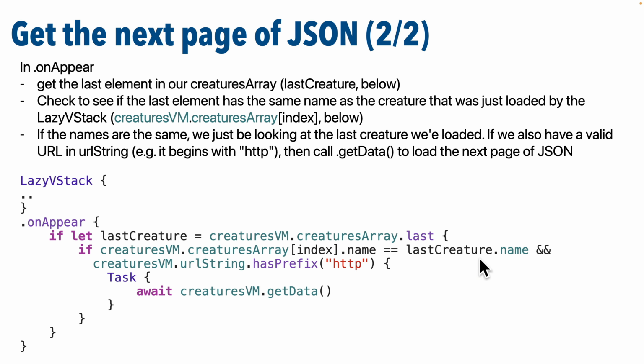So that means we're looking at the last creature that we loaded, so we should call getData and load more JSON. But we only want to do this if the URL string has a valid URL, not if it's null, remember? Because if it's null, that means there are no more pages of Pokemon left to load. We've loaded the last page of JSON. So here I check to see if the URL string begins with, or has a prefix of, HTTP. That wouldn't be the case if we get a null value for the next value. So if this is no longer true, then we must be looking at the last page of JSON data. So this will make sure that we never call getData if we have no more pages of data left, and we're done. So let's code this up and see if it works.